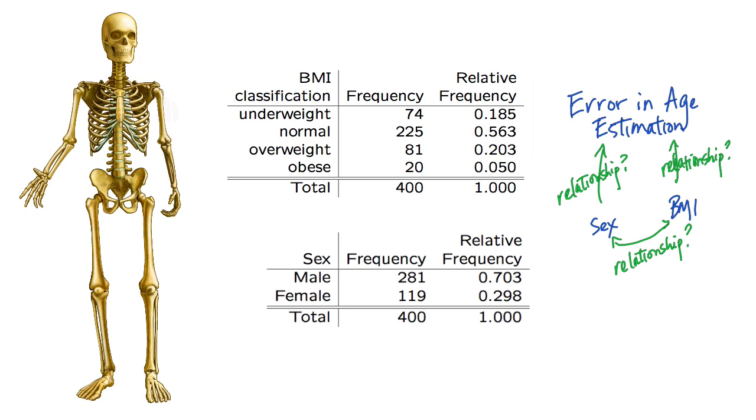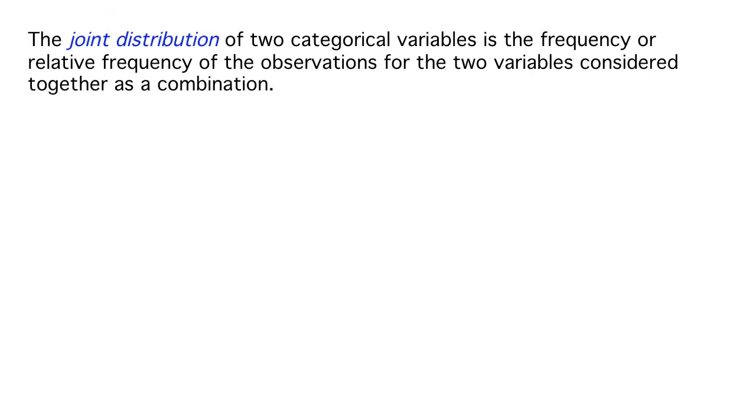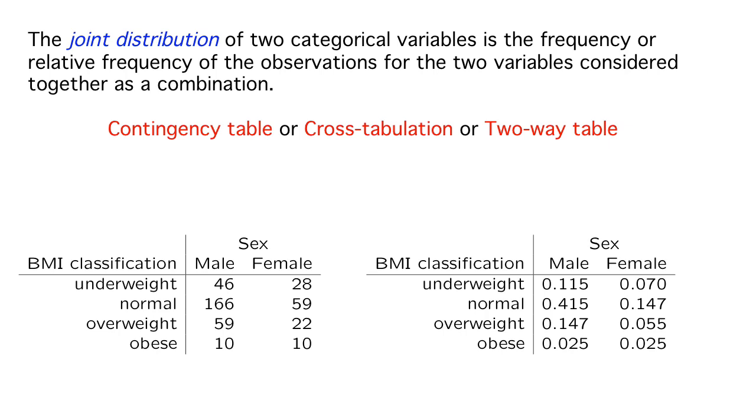As another of the first steps in understanding these data, we should investigate the joint distribution of body mass index classification and sex so that we can learn things, such as, do we have equal numbers of females and males who are obese? Or are there equal numbers of males and females in the underweight category? And so on. We can see the joint distribution of BMI classification and sex in a contingency table, sometimes called a cross-tabulation, or a two-way table since we have two categorical variables here.